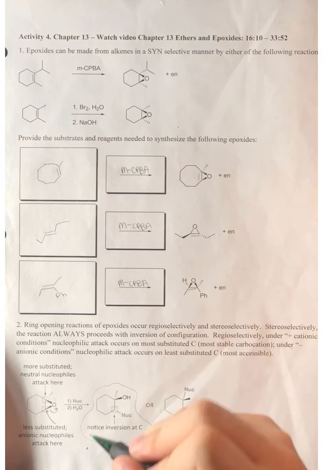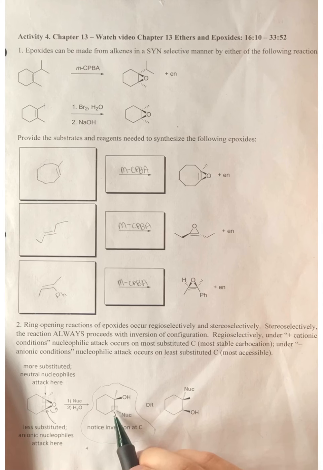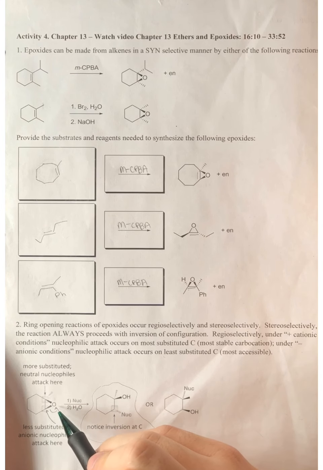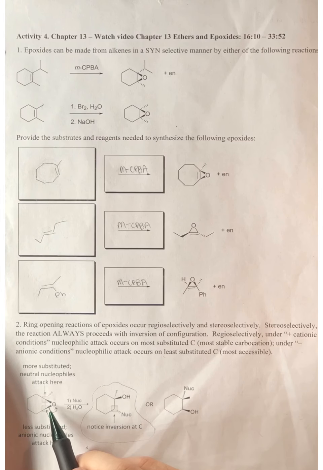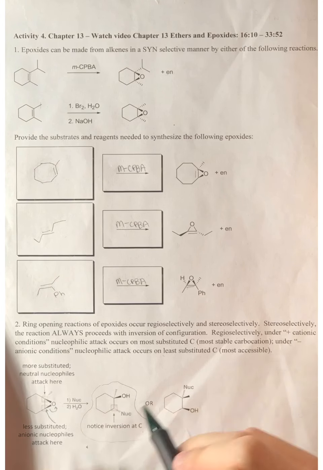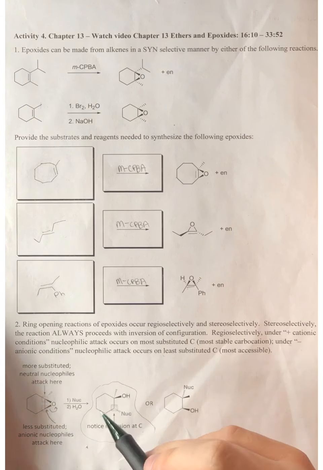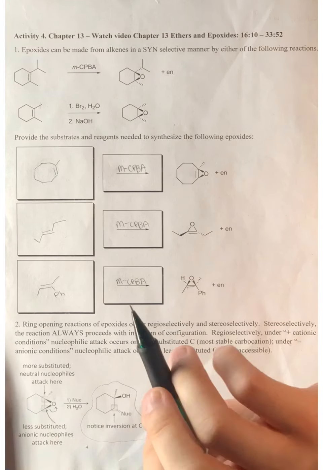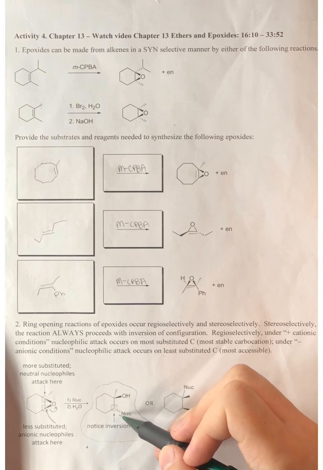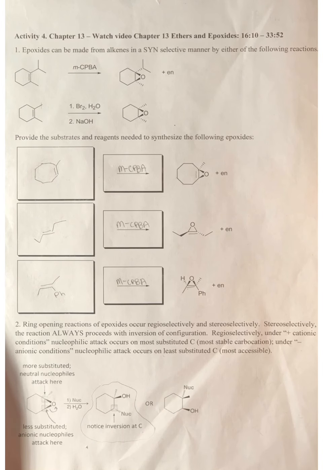It's important to notice that we're also going to have inversion at this carbon. So how I like to remember that is that this oxygen will stay in whatever conformation it is in the epoxide. In this case, it is on a wedge, so it's going to stay as a wedge. And because the nucleophile is going to attack from underneath the epoxide, it's going to get an inversion of its configuration, so in this case, it will stay as a dash.